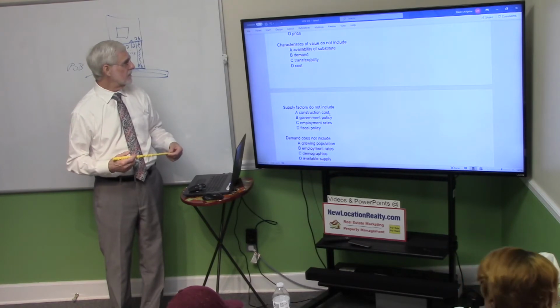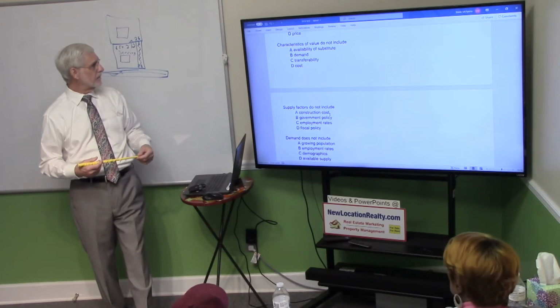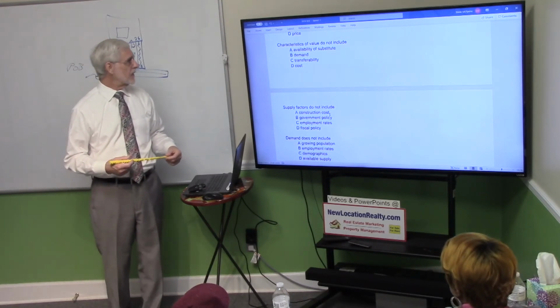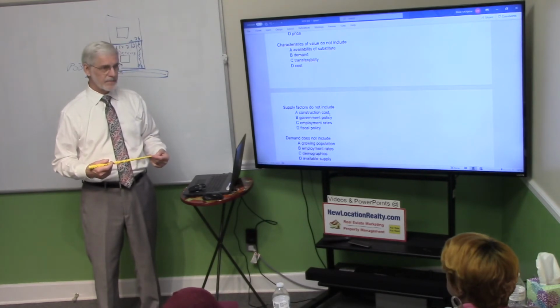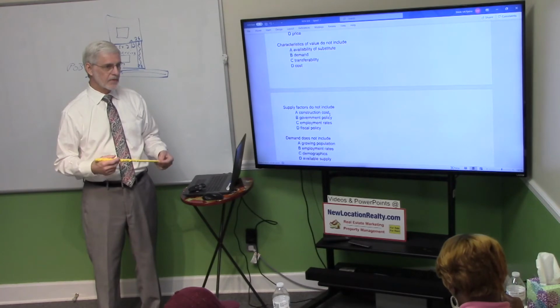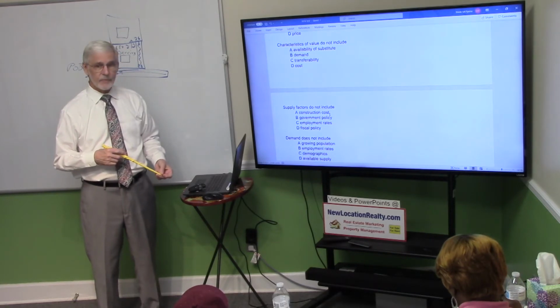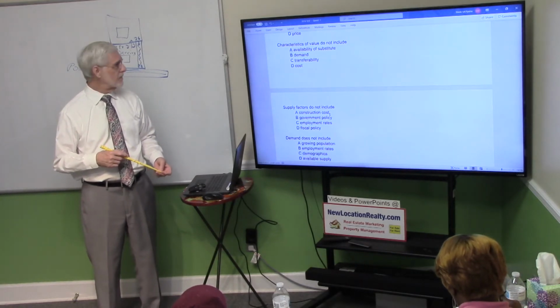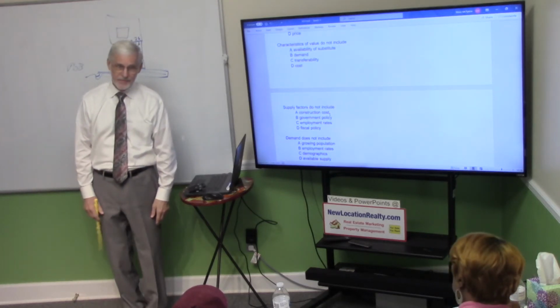Value, characteristics of value. Availability of substitutes? I think that would be something that would establish value. The principle of substitution: I can get another one just like it for less next door. So that would have characteristics of value. Transferability? Demand? Would that have anything to do with it? Yeah, transferability. If I can't transfer it to you, not much value to it.